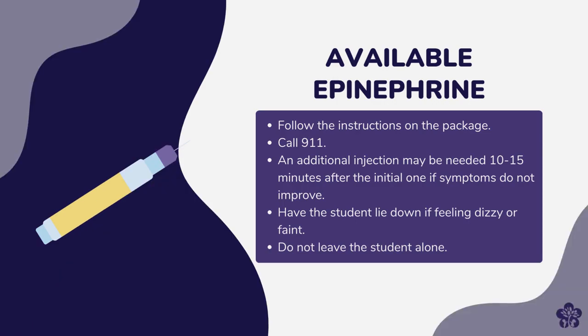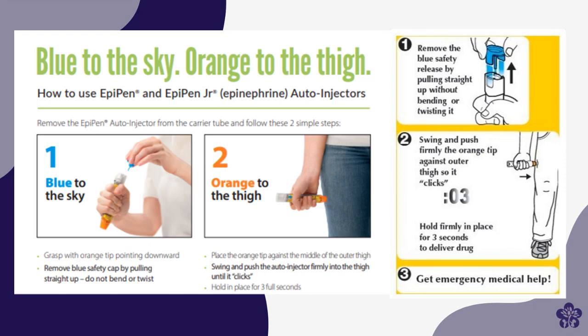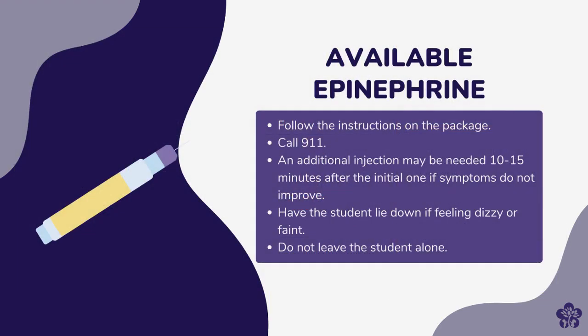For the administration of epinephrine, specific directions are on the package and should be followed. They are simple and easy to use. 911 must be called, and the student must go to the nearest emergency room for an evaluation. An additional emergency injection may be needed 10 to 15 minutes after the initial one if symptoms do not improve. The student should lie down if they are feeling faint or dizzy. The student should never be left alone at any time, and when emergency responders arrive, give them the used injection along with the time that it was administered.